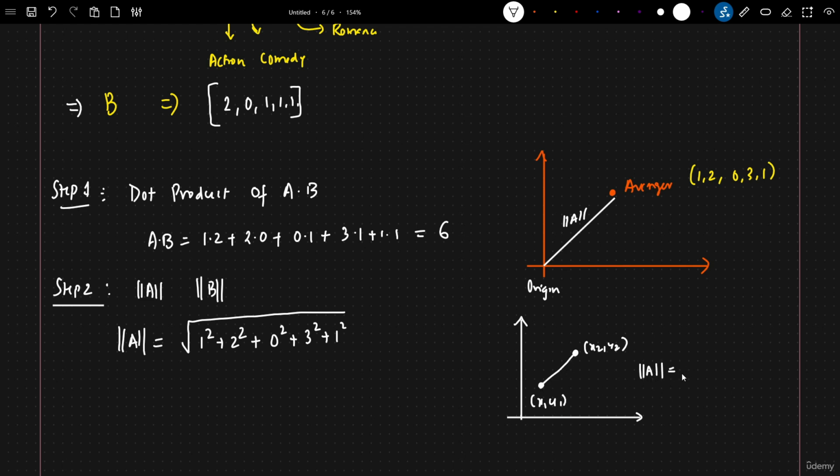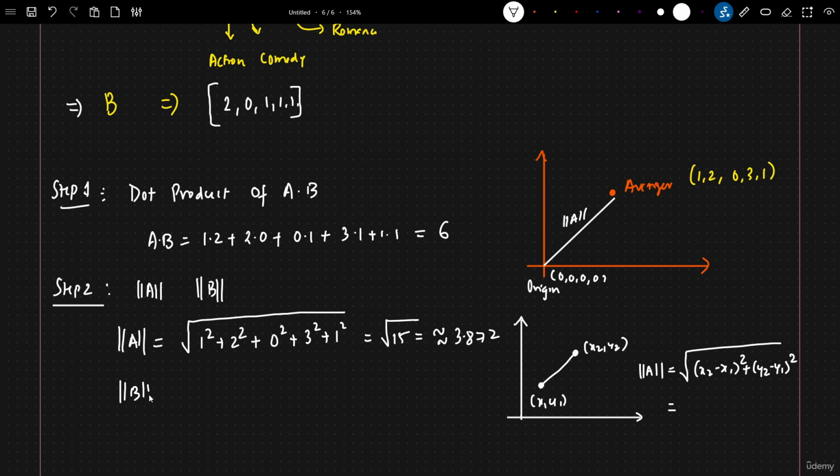The magnitude of A will be the root of x2 minus x1 whole square plus y2 minus y1 whole square. Since I'm starting from the origin, all the starting values will be 0. So I write 1 minus 0 whole square, 2 minus 0 whole square, 0 minus 0 whole square, 3 minus 0 whole square and 1 minus 0 whole square. That gives the magnitude of A, which is approximately 3.872.